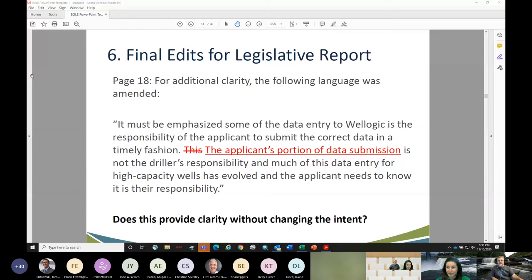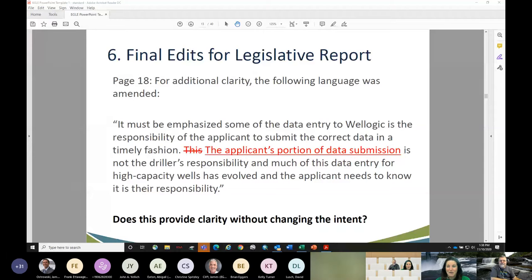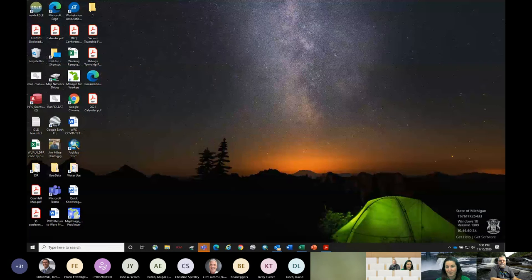So what it would read now is to say some of the data entry to WellLogic is the, whoa, it just disappeared, is the responsibility of the applicant to submit the correct data in a timely fashion. The applicant's portion of data submission is not the driller's responsibility.